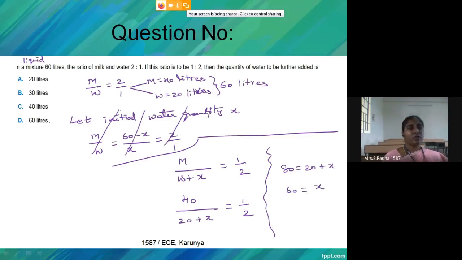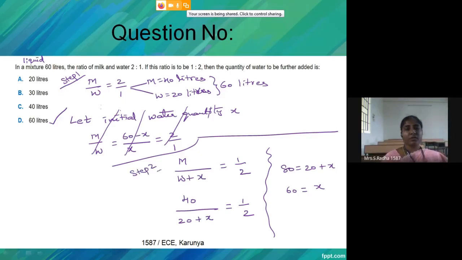Now the total quantity will become a 1:2 ratio. Okay, this is step 1. What we are doing: milk and water, 60 liters, we are separating in the ratio 2:1. That is the first sentence.